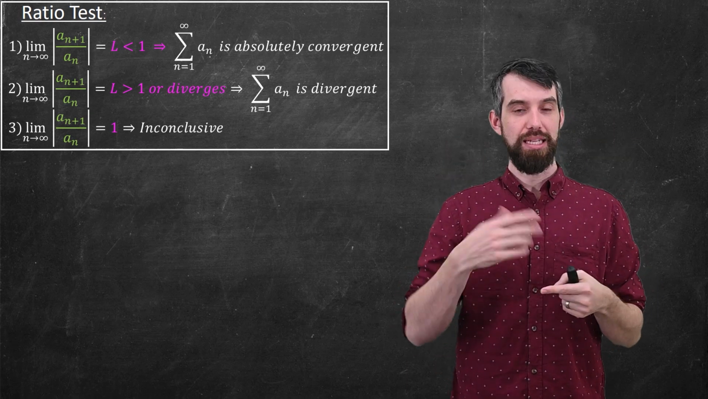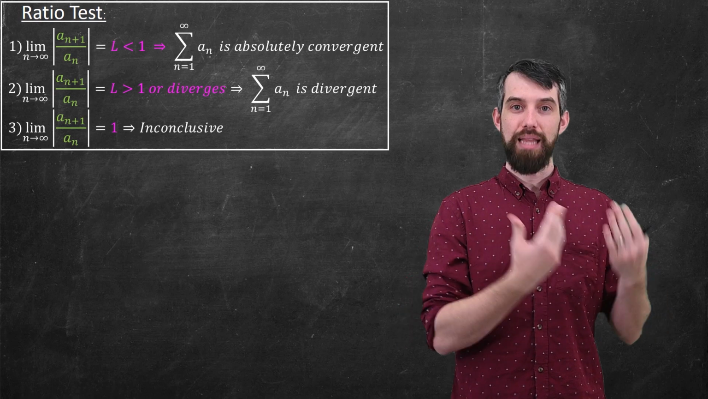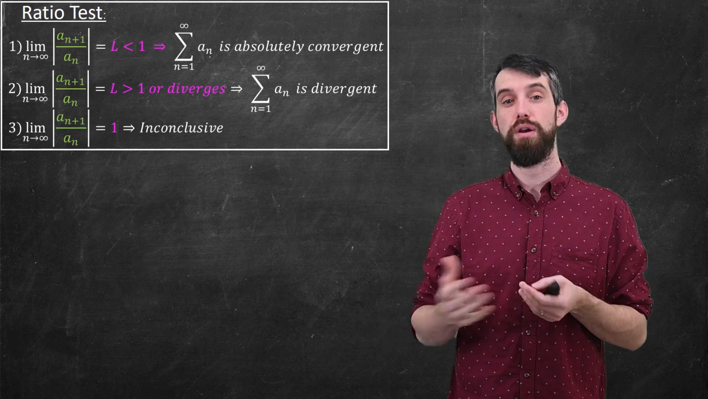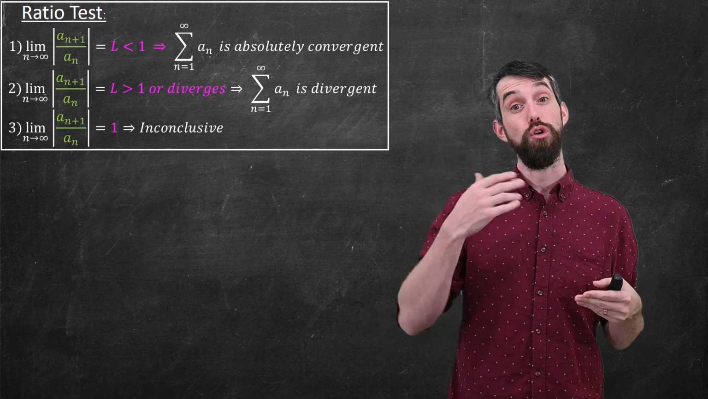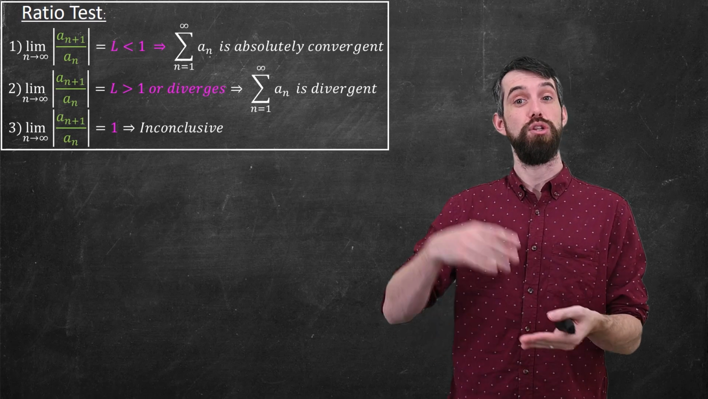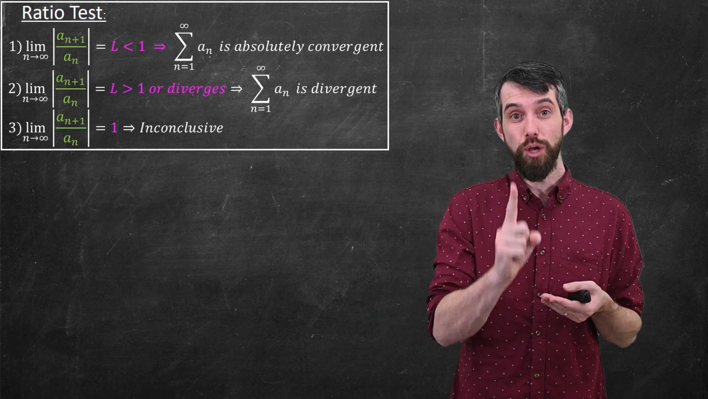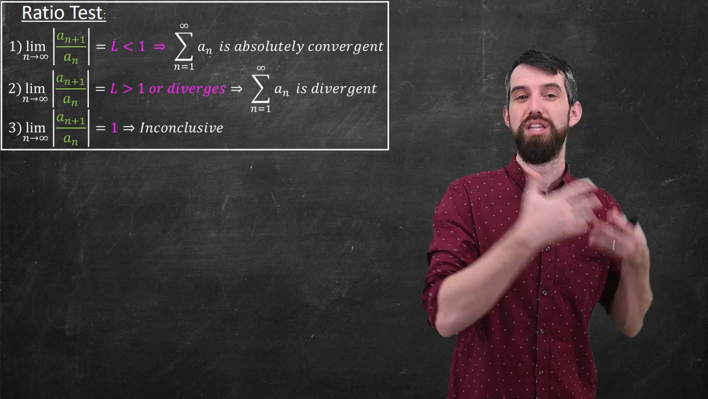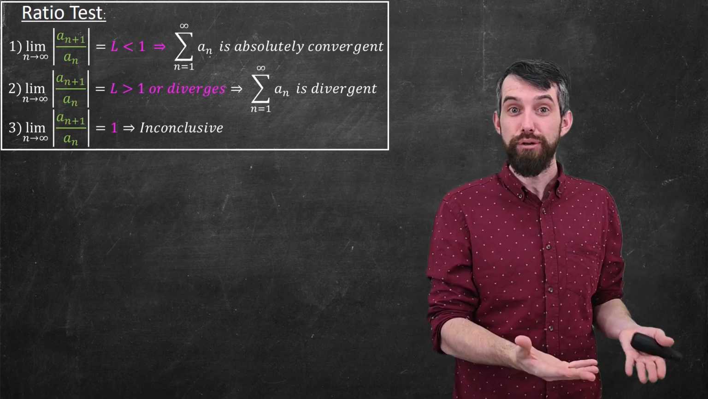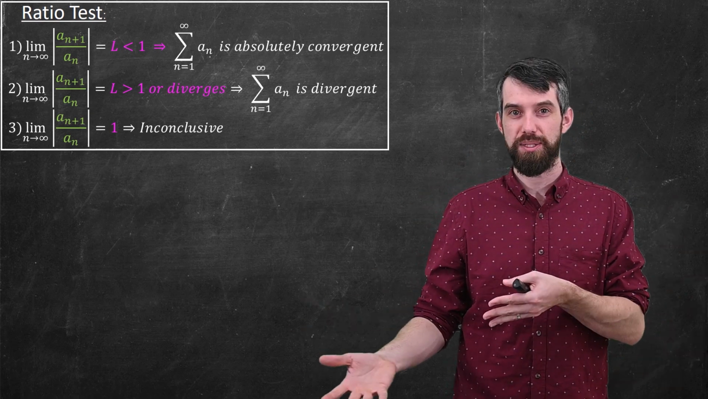That limit might be less than 1, in which case the test tells you it converges. That limit might be greater than 1, in which case the test tells you it diverges, or that limit might be equal to 1, in which case unfortunately the test fails or is inconclusive and you're going to have to do some other types of analysis.